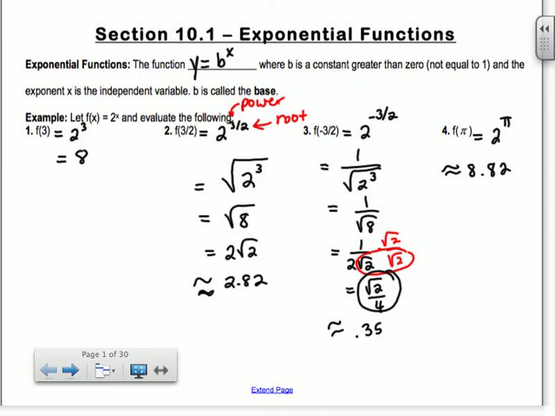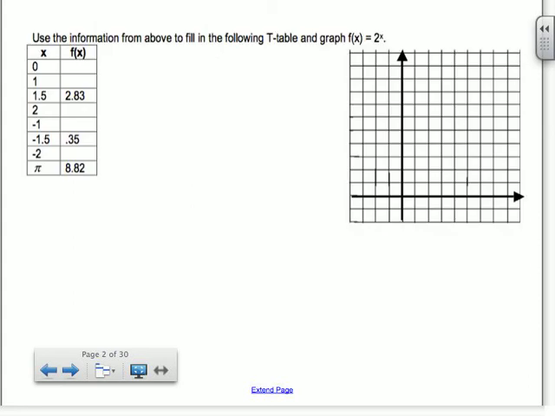All right, so let's see what the graph looks like. 2 to the 0 is 1, 2 to the 1 is 2. So that means I have the point 0, 1. I have the point 1, 2. I have 1.5, 2.83, because that was 3 over 2. 1.5 is 3 over 2, and we did 2 to the 3 over 2 earlier. 2 to the 2 is 4. So 2 squared is 4.